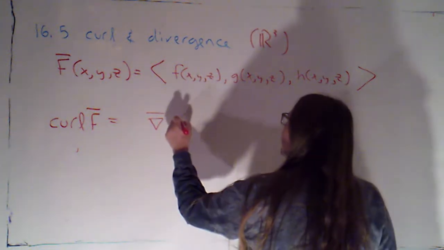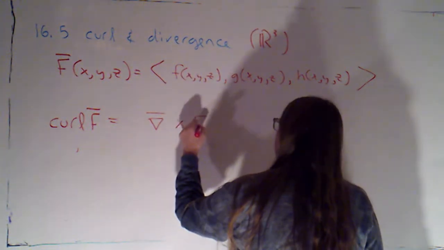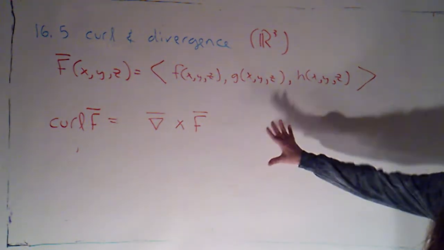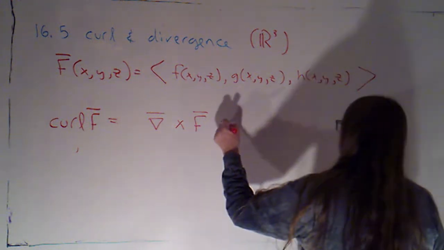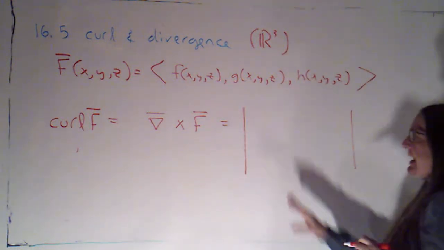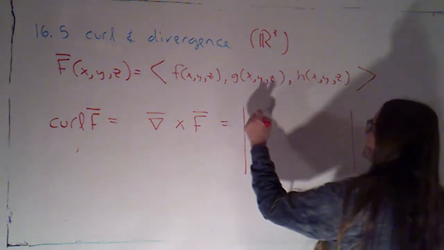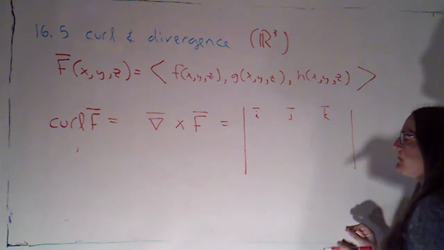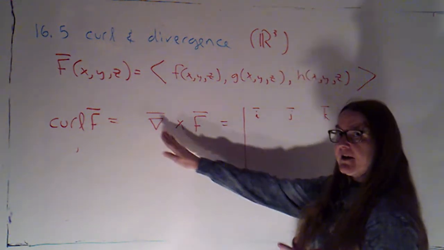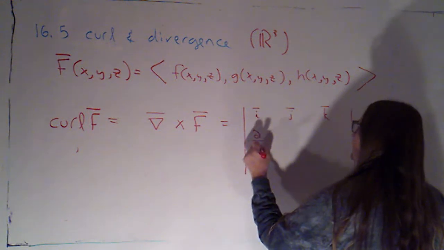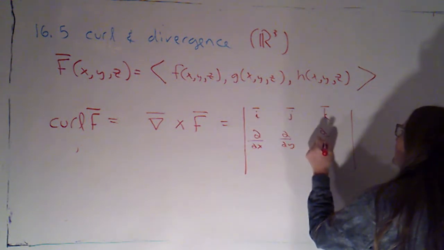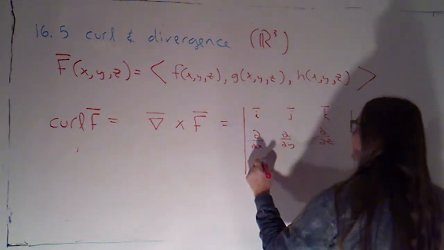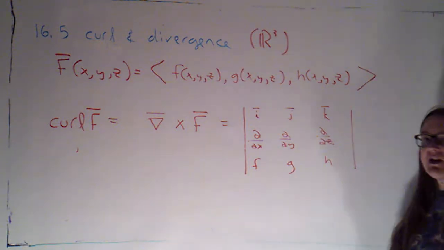Symbolically, we denote it as the del operator crossed with my vector field f. Now, if we take a look at what that would look like, it's a symbolic determinant. Anytime I'm taking a cross product, it's already a symbolic determinant, where in my first row, I put i, j, and k. Now, the del operator, its components are these partials, so partial x, partial y, partial z, and then f, its components are these functions, f, g, h.